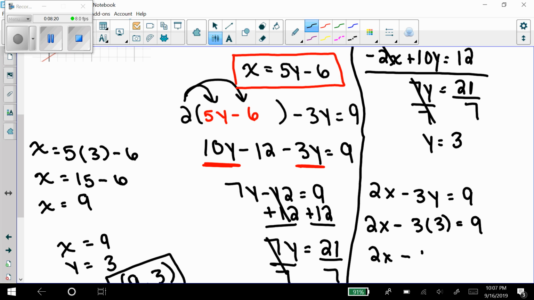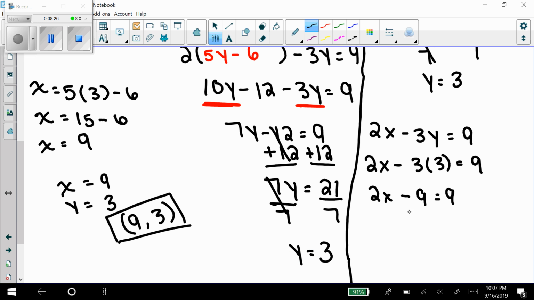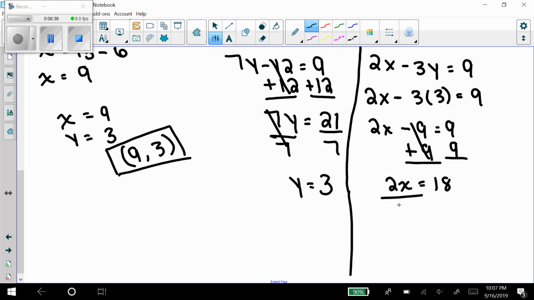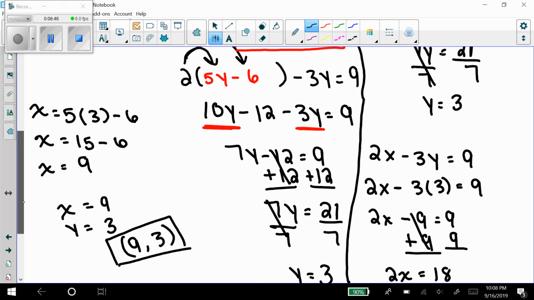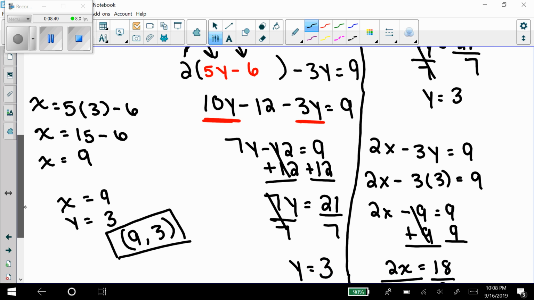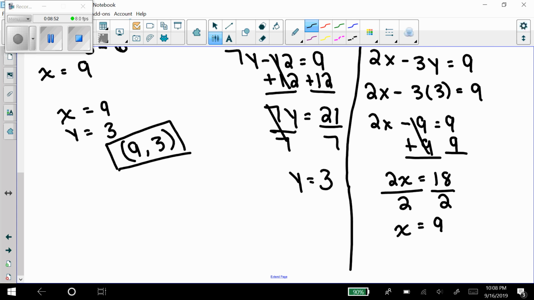2x minus 9 equals 9. I want to get x by itself, so I'm going to add 9 to both sides. And I'm left with 2x equals 18. Divide by 2, divide by 2, and I'm left with x equals 9. So again, I get that the answer to this system of linear equations is x equals 9, y equals 3. Or, since we're solving for a point of intersection, this system of linear equations intersects at one point at (9, 3).